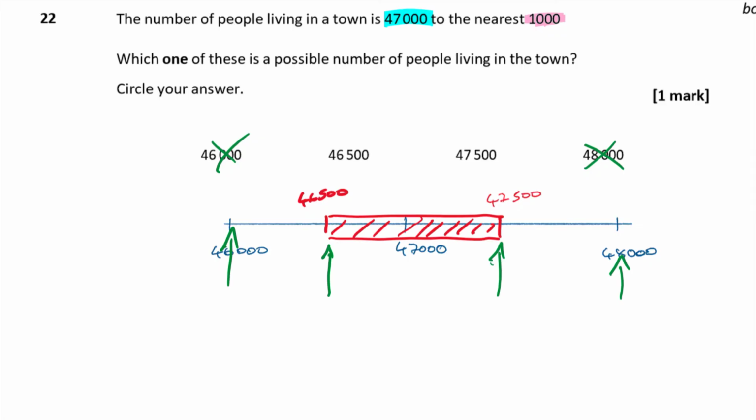Now, if you think about the error interval, 46,500 rounds up to 47,000, so that is included in the error interval. Okay, but 47,500 technically rounds up to 48,000. So whilst it represents the boundary of where the error interval ends, actually this number would round up and not down. So it's not that one, which means it is that one there.